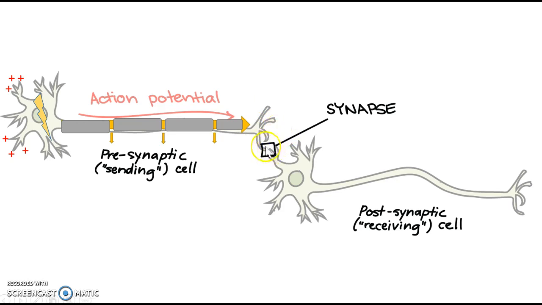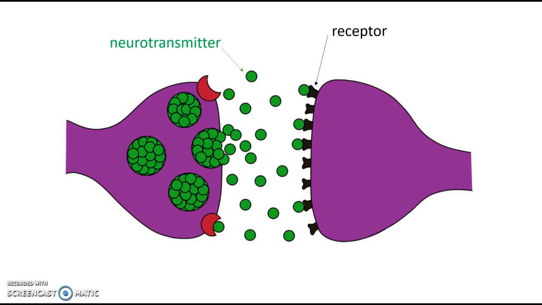And so what we're going to look at next is a close-up of this right here, which would be the way that these two neurons are going to communicate with each other. So this is a close-up of what we were just looking at. This is a synapse at the end of an axon terminal.